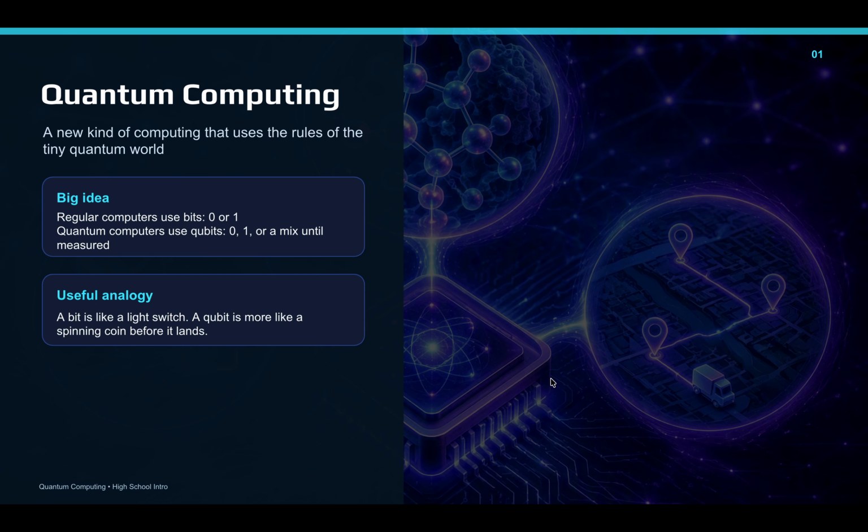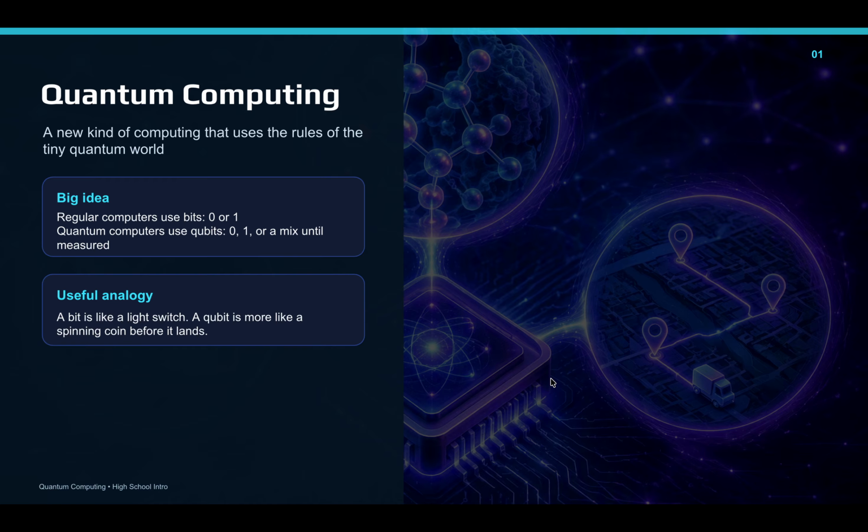A qubit follows the rules of quantum physics, which is the science of very tiny particles like atoms or electrons. Unlike regular bits, a qubit can exist in a special state called superposition, which means it can be both 0 and 1 until actually measured.